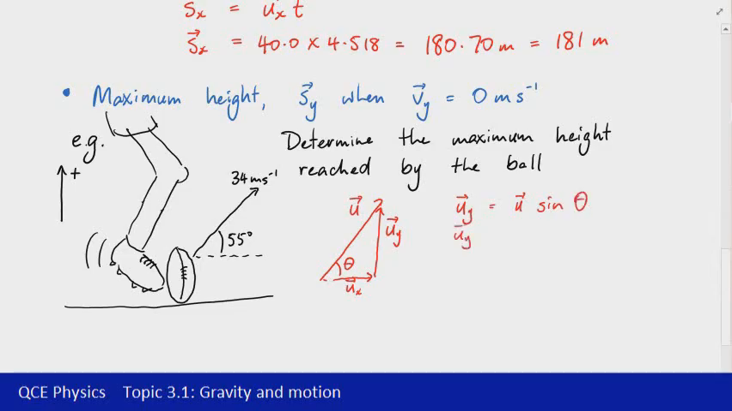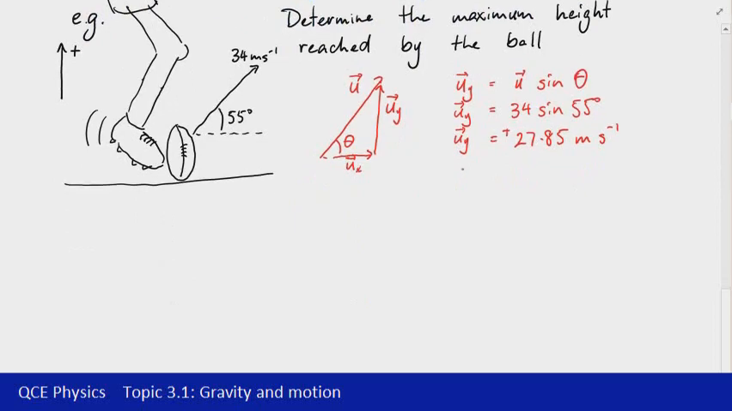and so uy, when we substitute in, is going to be 34 sine 55 degrees, and that's equal to a value of 27.85, and because it's in the upwards direction, we'll put a little plus there to indicate that it's up, so that's 27.85 meters per second. The acceleration due to gravity is the acceleration in the y direction, so that's going to be g, and because that's down, that's actually going to have a value of negative 9.8 meters per second squared. Note that I haven't bothered with ux here, given that we're only looking at the maximum height.